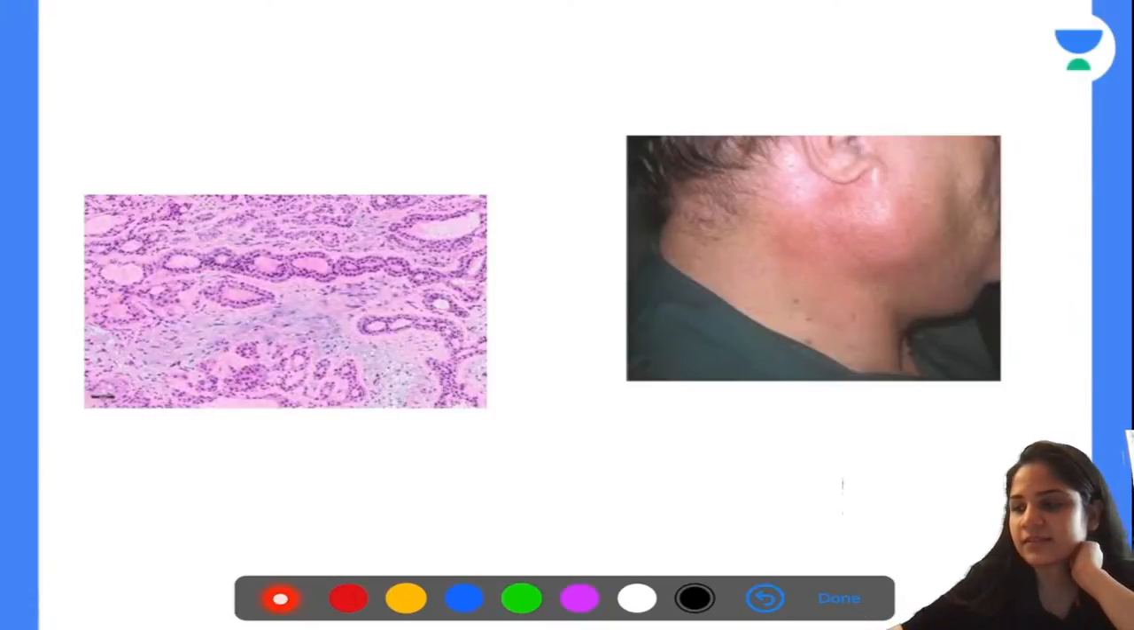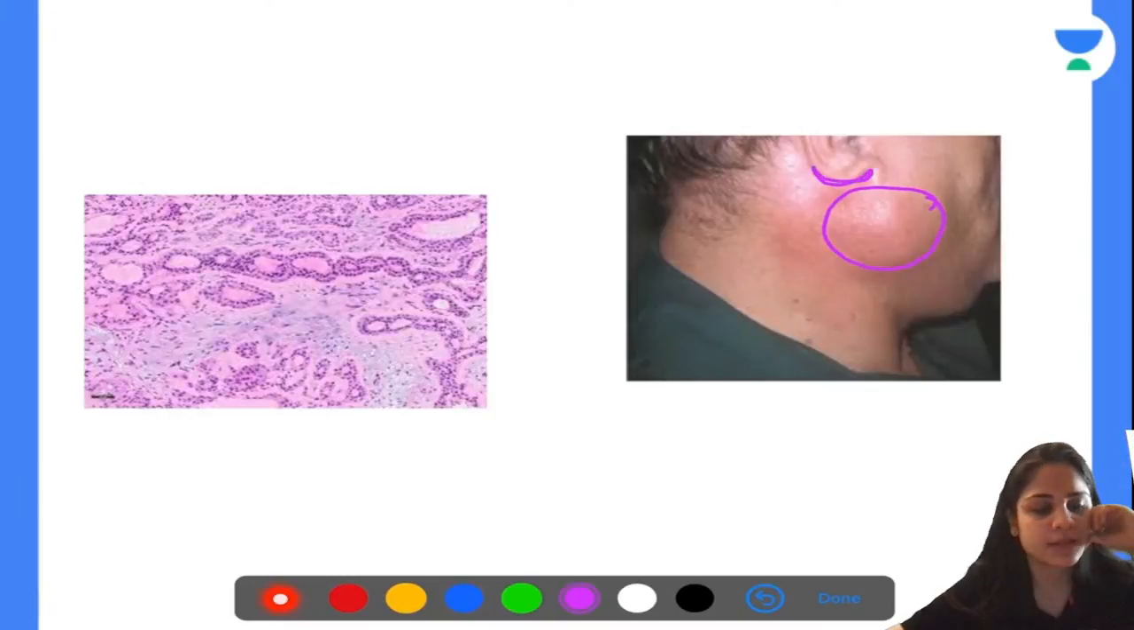Adenoid cystic. Look at the photo. Here you can see the tumor. And the ear is getting pushed up a little bit. Yes, very good. It is in the area of the parotid.